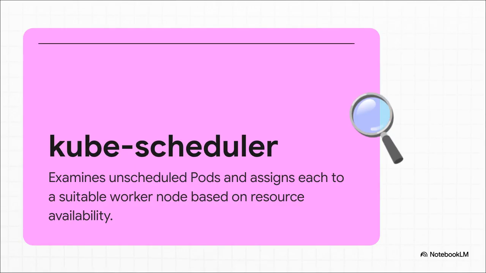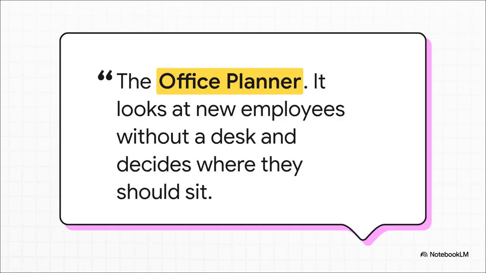And that's the perfect cue for our next specialist, the Kube Scheduler. This component has one very specific job, placement. It's constantly looking for any pods that exist in etcd but don't have a node assigned yet. For every single one of those homeless pods, it scans all the available worker nodes and plays matchmaker, finding the best possible fit based on things like CPU, memory, and any other rules you've set up. You can see the key difference here, right?